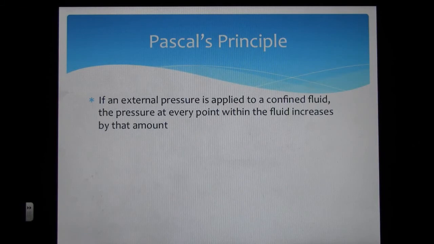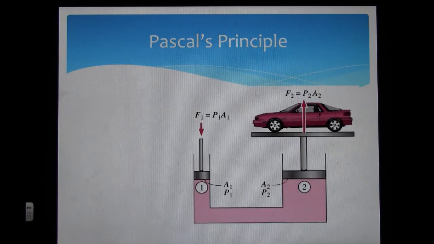For example, consider a car lift. We apply a force, F1, at our first point, piston, and that piston applies a force or a pressure on the fluid inside that enclosed container. Because there's a pressure on that side of the container, then the pressure inside the fluid must increase by that same amount throughout the entire fluid, and therefore will apply a pressure or a force on the other piston at point 2 and lift a car.